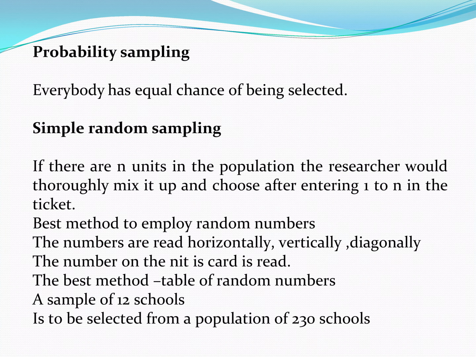If there are n units in a population of the researcher, he would like to thoroughly mix it up and choose after entering 1 to n in the ticket. So after mixing it up, you can pick it out, and likewise you can select the sample. Then the best method is to use random numbers. How has it to be used? The numbers are read horizontally, vertically, and diagonally, and the number on the next card is read. Then the best method is usage of a table of random numbers.